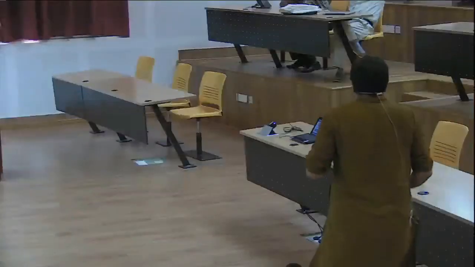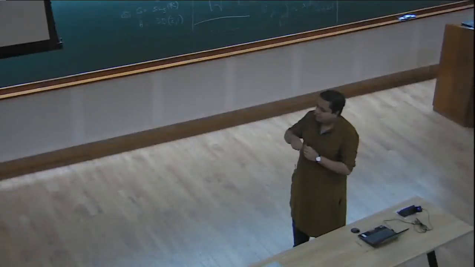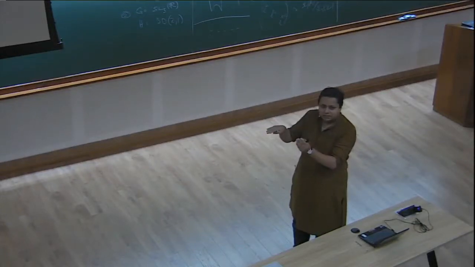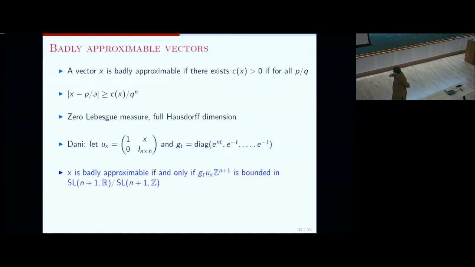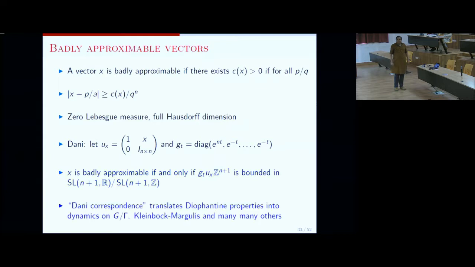For the case of real numbers and continued fraction expansion, it's probably worth mentioning that this idea of looking at the upper half plane picture, because the real line is the boundary, and trying to read off the continued fraction expansion using geodesics is an idea which goes back to Emil Artin. Okay. As I mentioned, he proved that x is badly approximable if and only if this is bounded. And this, which is called the Dani correspondence, has been used in many, many, many cases.